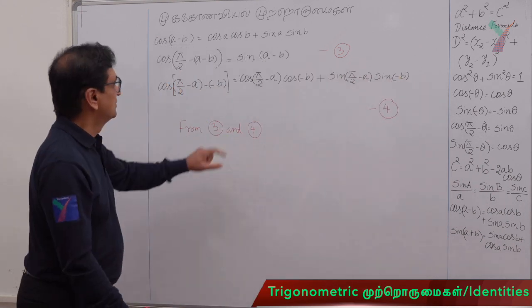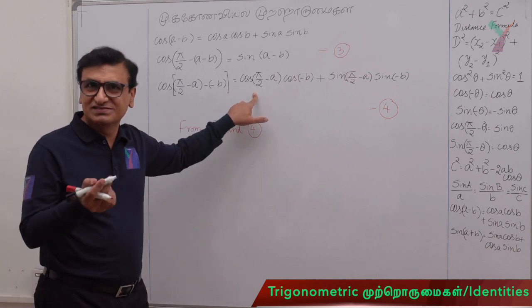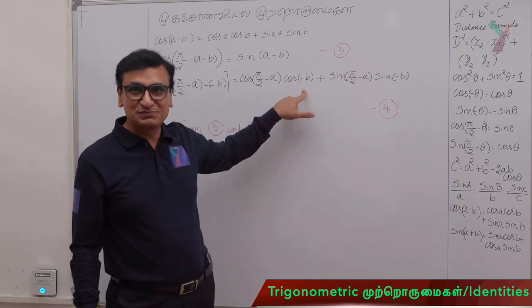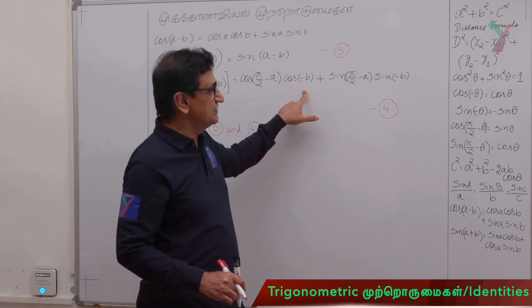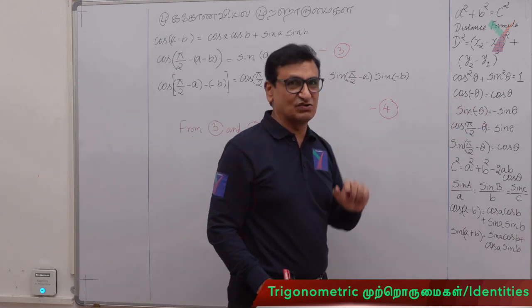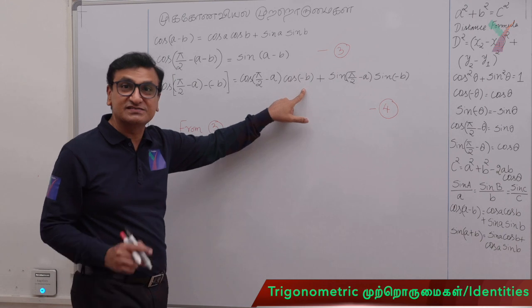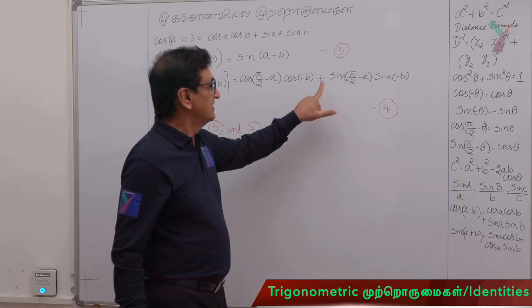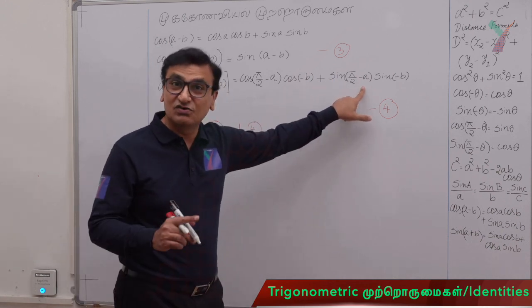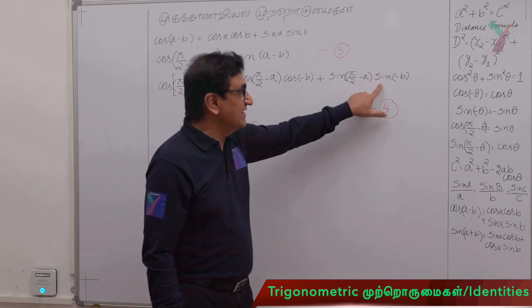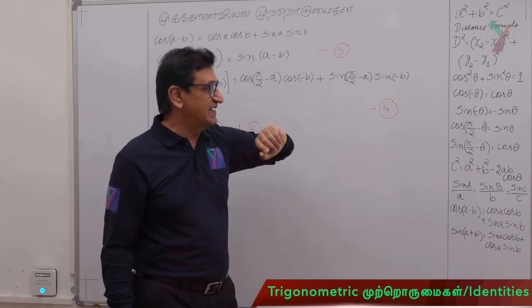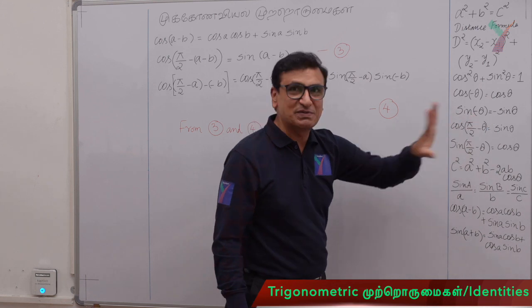Now, cos(pi by 2 minus a) is sin a. Cos of minus b is cos b. You see, cos of minus theta is cos theta. So cos of minus b is cos b. Similarly, sin(pi by 2 minus a) is cos a, and sin of minus b is minus sin b. You see, sin of minus theta is minus sin theta.